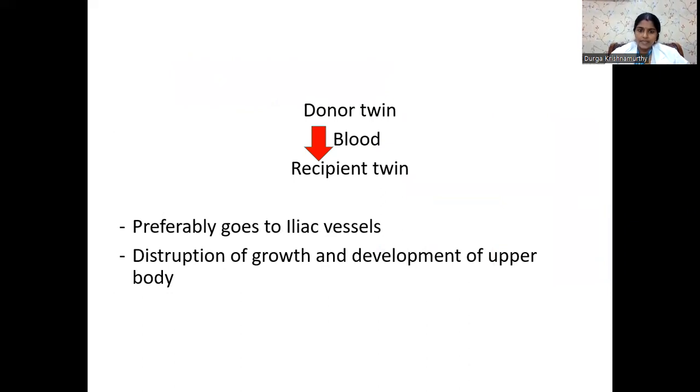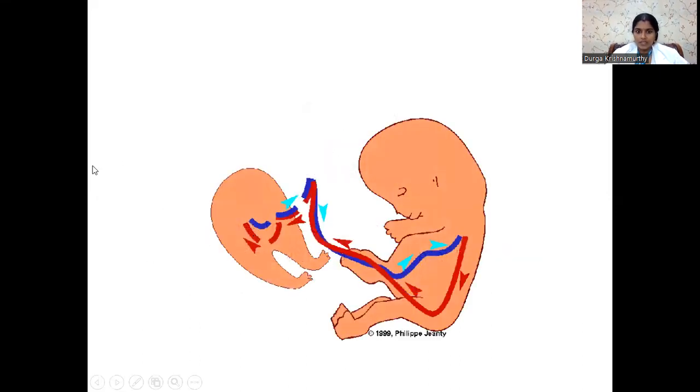Here the blood from the donor twin goes to the recipient twin, preferably via the iliac vessels, and therefore the donor twin becomes acardiac in nature or doesn't grow at all, and the recipient twin grows. Here the disruption of the growth and development of the upper body takes place. Can you see here? Here the whole blood from here goes to here, and therefore this leads to formation of the acardiac twin.